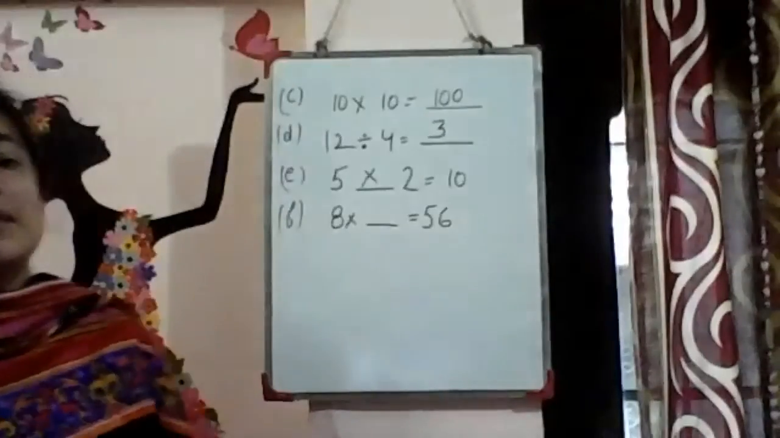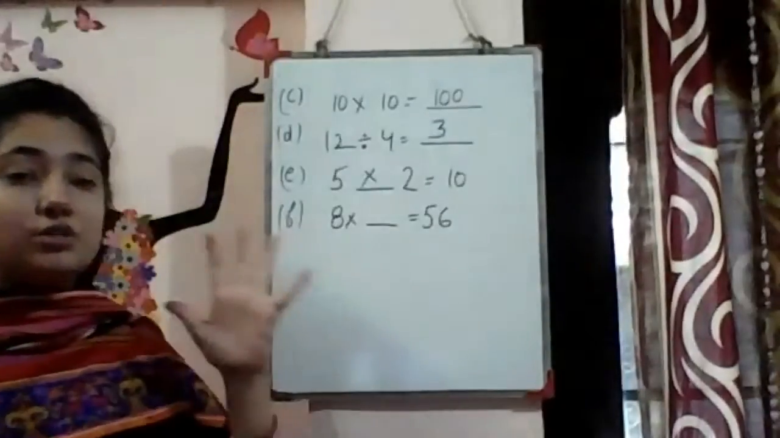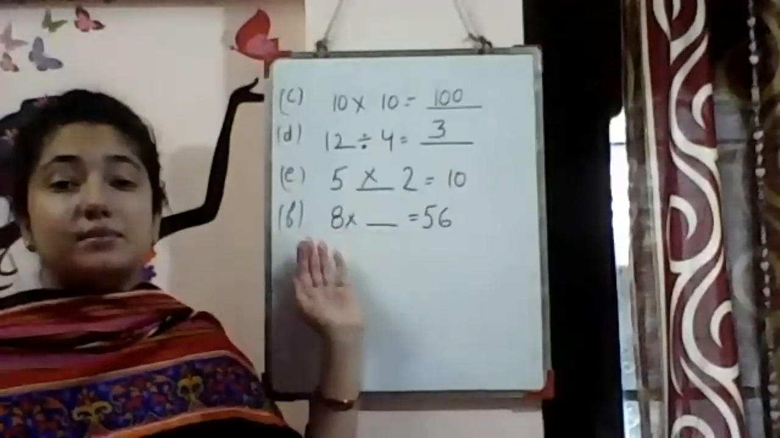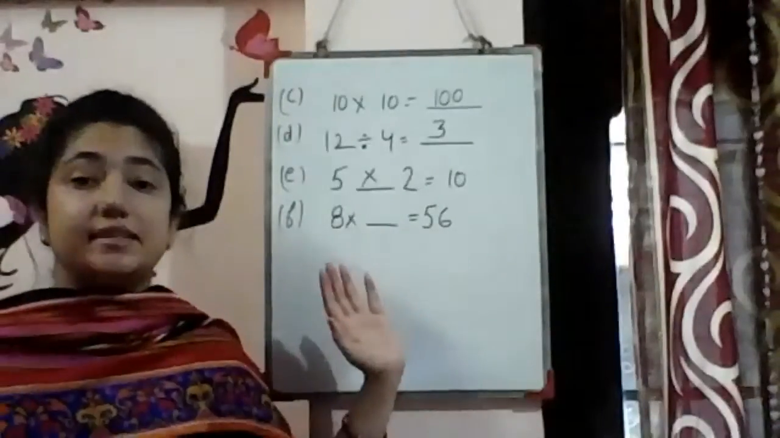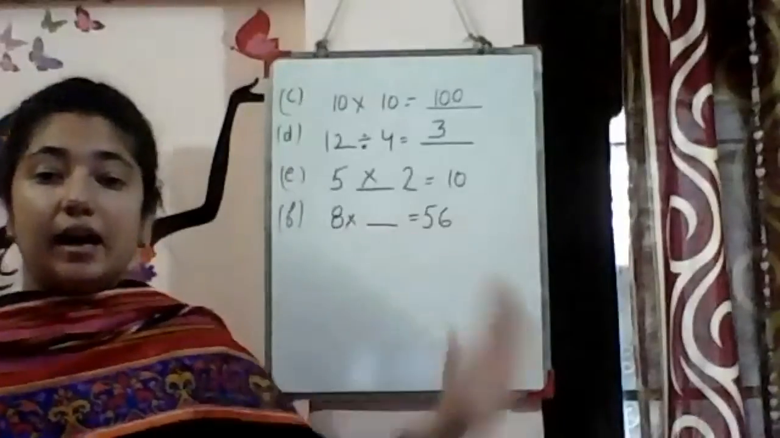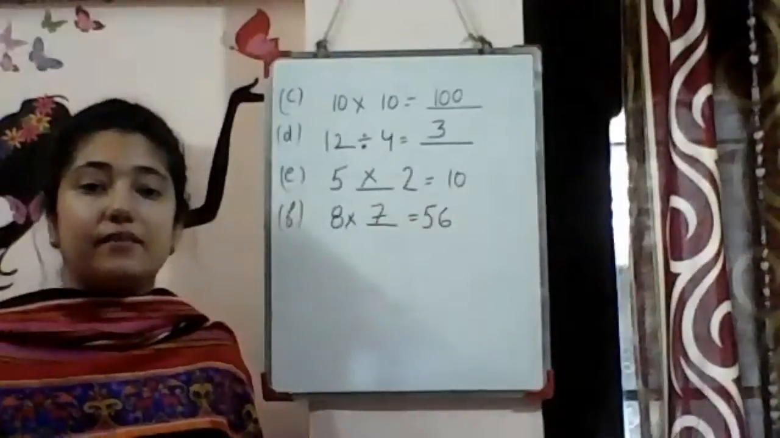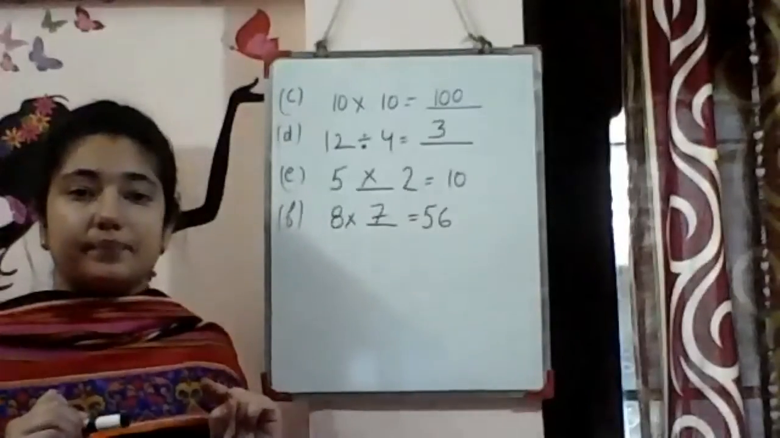Very good. 7. Because now you need to think, what is the number which when multiplied by 8, we will get 56. So 8 sevens are 56. That when we multiply 8 by 7, we will get 56. Clear?